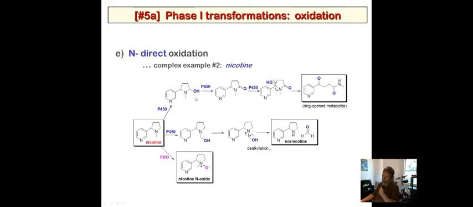So we oxidize the right side CH to a hemiaminal. Then it oxidizes again to an amide. Then it oxidizes the left side CH to another hemiaminal. And then the oxygen kicks in, nitrogen kicks off, and you get this kind of ring-open metabolite. So it's nicotine, in a pretty modified form.